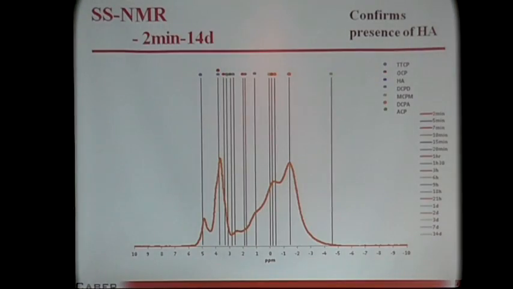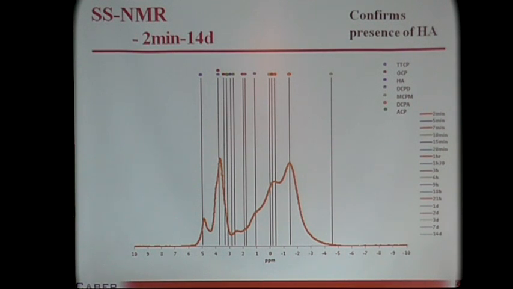Okay, so solid state NMR is one of the techniques that we can use to monitor the formation of HA as a function of time. Here we've got NMR scans as a function of time, from 2 minutes up to 14 days. This is our 2-minute scan here, and all that we can see at 2 minutes is our raw materials. These 2 peaks here are tetracalcium phosphate, and these 2 peaks here are dicalcium phosphate, which are 2 raw materials.